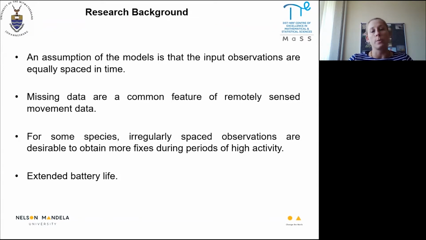So in that case, trying to obtain locations during the day would mostly not work anyway, because it would be impossible for the satellite to actually connect a number of times. So often this irregular observation setup is chosen to extend the battery life of the collar.